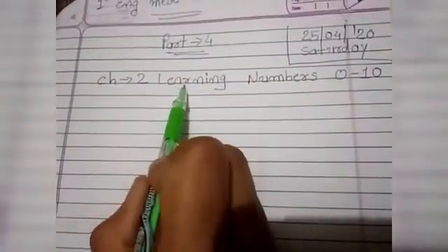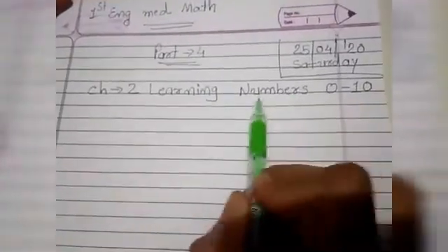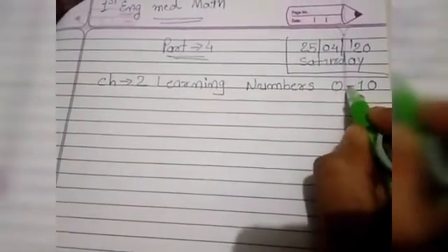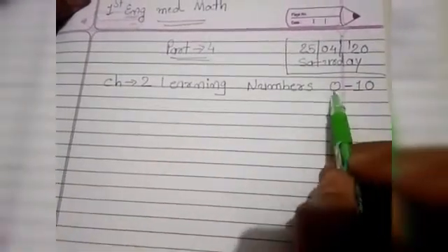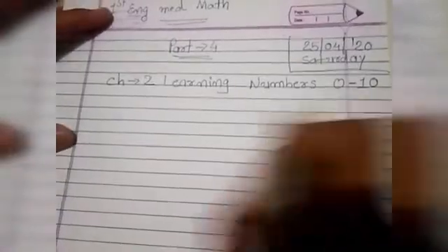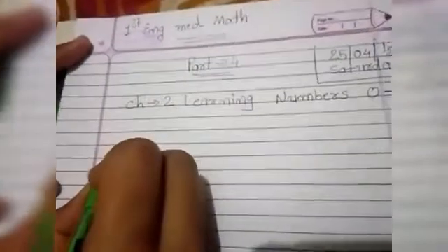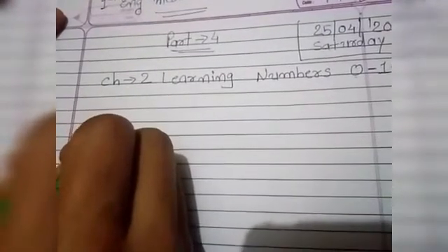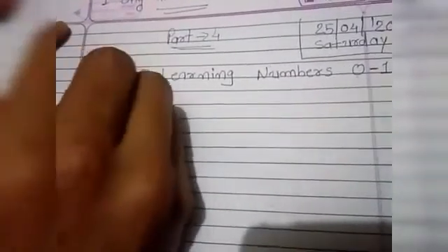Okay, how to read this heading? Learning, and numbers, numbers 0 to 10. Here I have drawn a dash, so what you have to speak? 2. Okay, learning numbers 0 to 10. Now first you have to study 0 to 10 numbers and also number name. Number name, it means their spellings. Okay, so now first I will write all number.